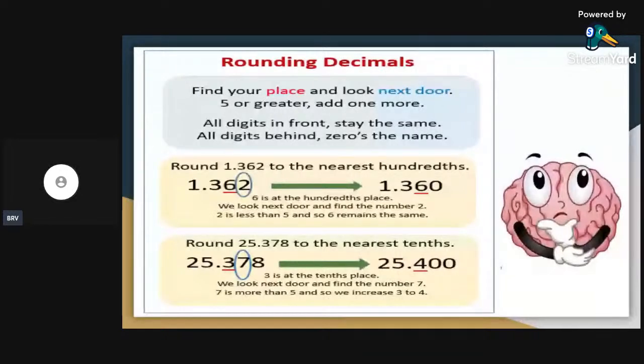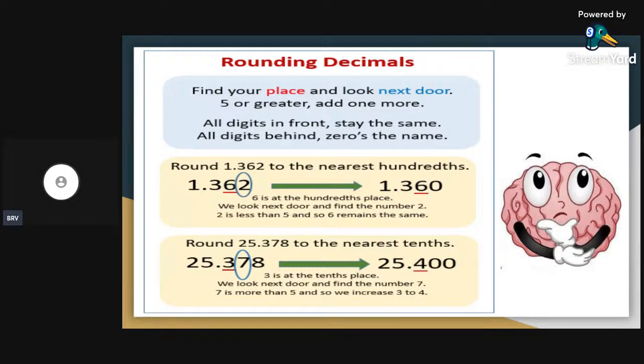When we round off decimals, first we should look at the digit, or the decimal, that we're going to round off. Here's the thing: find your place and look next door. Five or greater, add one more. All digits in front stay the same, and all digits behind become zeros.